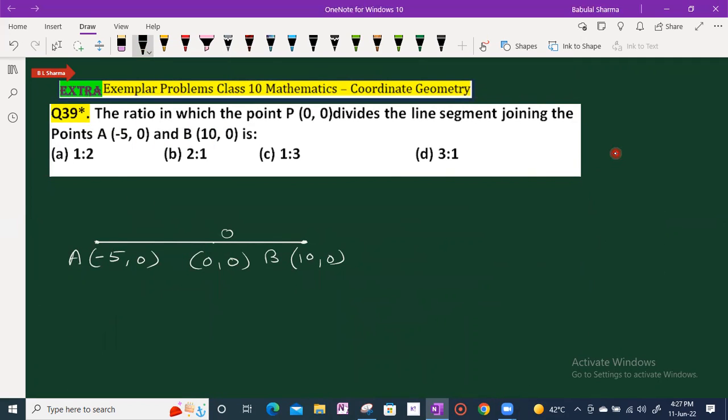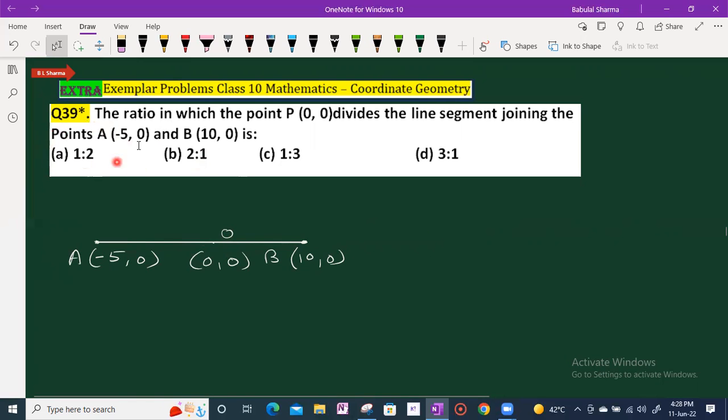The ratio in which the point P, means origin, divides the line segment joining the points A minus 5, 0 and B 10, 0 is. देखिए स्टूडेंट, वैसे तो आप अंदाजा वैसे ही लगा सकते हो ग्राफ पेपर पे, दो तरीके से इसको कर सकते हैं. Minus 5, 0 will lie on x axis, 10, 0 lie on x axis. लेफ्ट में कितने पार्ट है? 5 पार्ट. डिस्टेंस इज 5 यूनिट लेफ्ट साइड, एंड राइट हैंड साइड में कितने पार्ट है? 10 यूनिट.